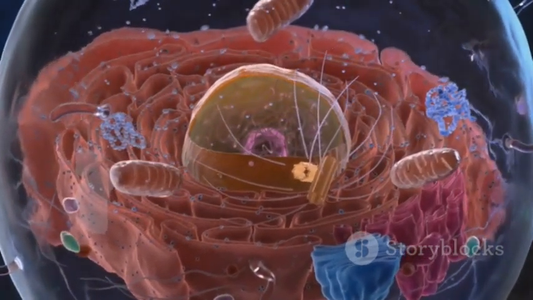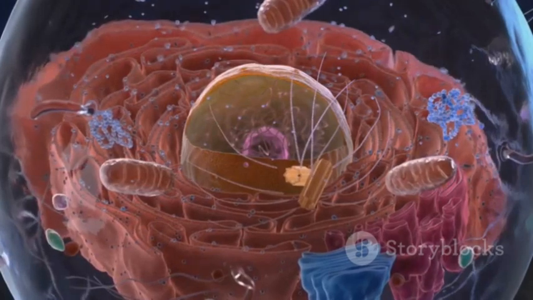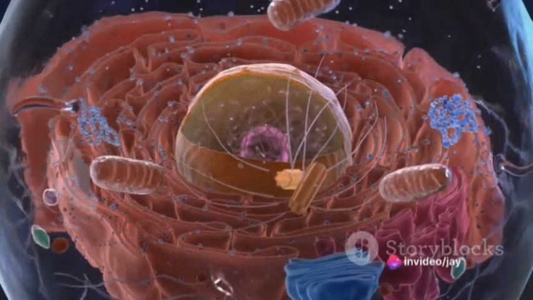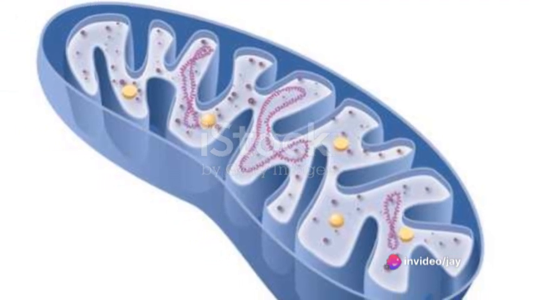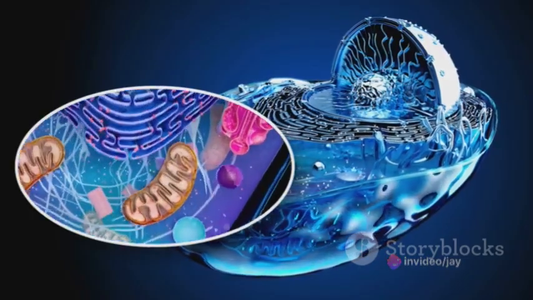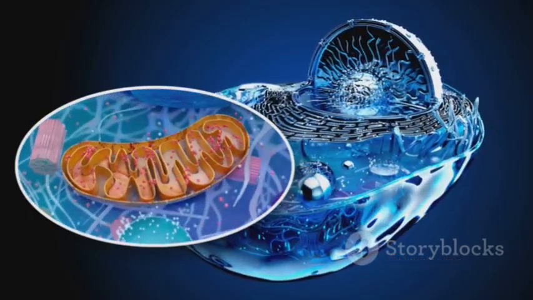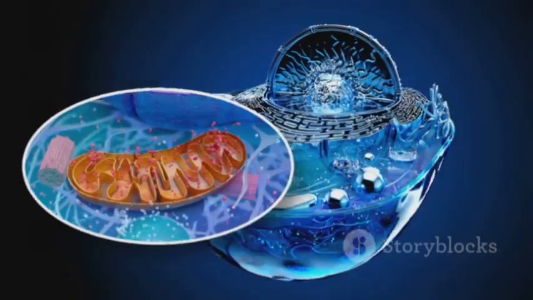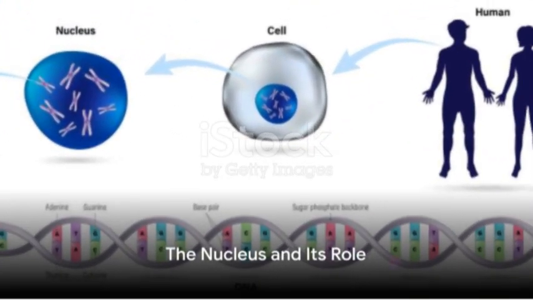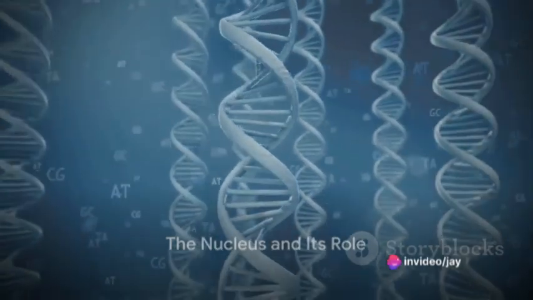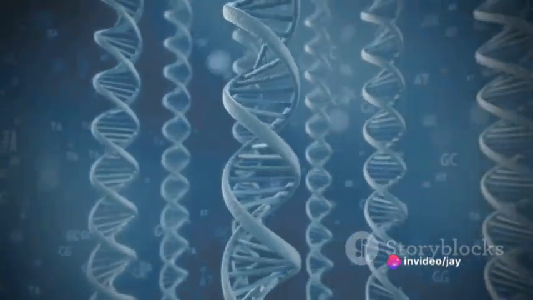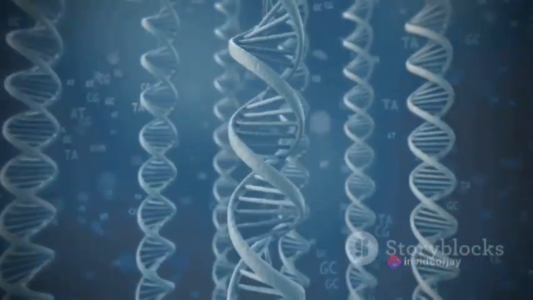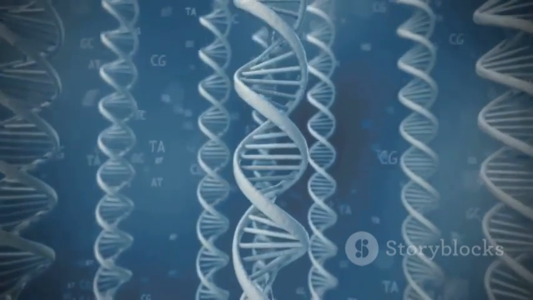Among these organelles, a prominent one is the mitochondrion, often dubbed the powerhouse of the cell. It generates the cell's energy by breaking down nutrients. Without mitochondria, cells would lack the energy required to carry out their functions. The nucleus, often referred to as the brain of the cell, holds the cell's genetic material in the form of DNA. It controls and regulates the activities of the cell, such as growth, metabolism, and reproduction.